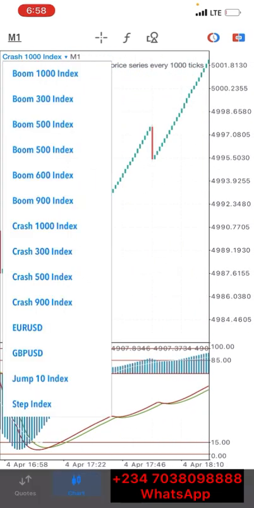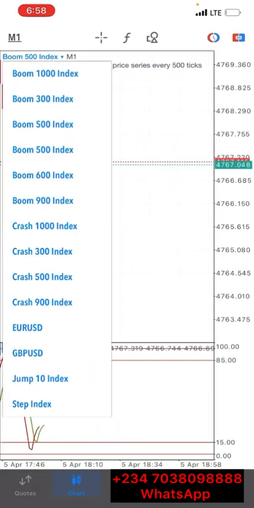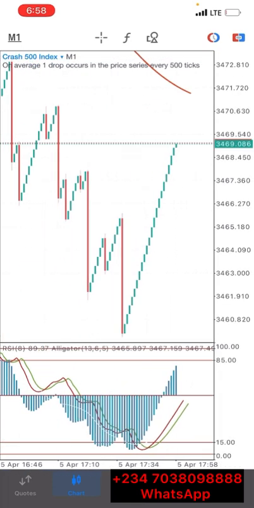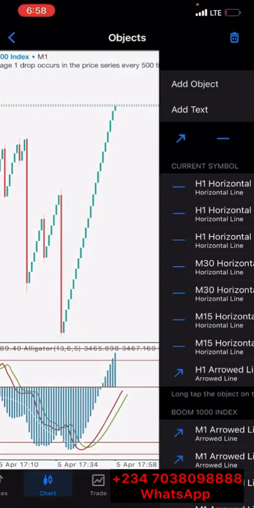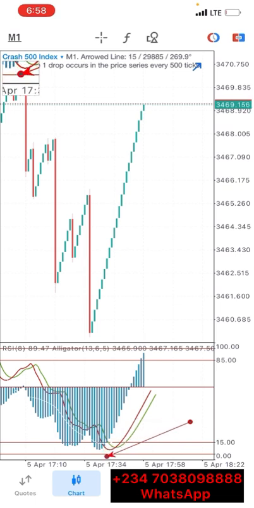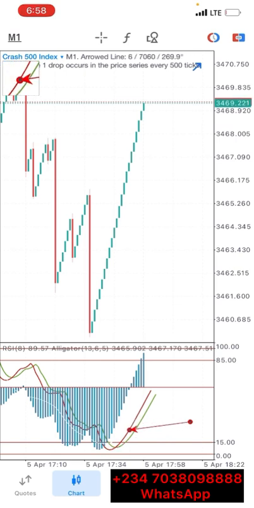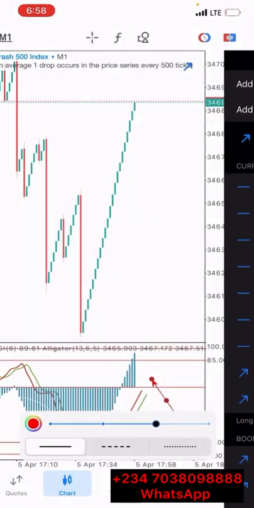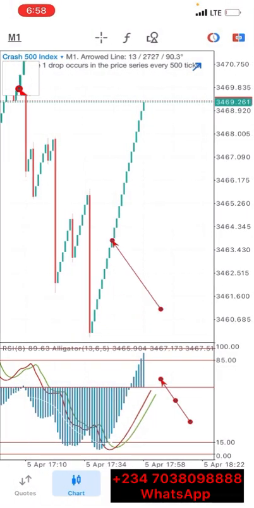Let's check the crash 500 before we move. Now look at crash 500. If we were online when this was reversing, when the market was reversing upward, we would have taken this one here and taken 10 ticks, candlesticks, and closed out. You can see that the white crosses, the red crosses the green upward, and it's more than 10 ticks already, over 15 or 20.